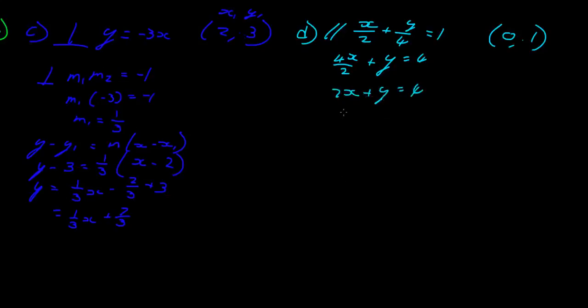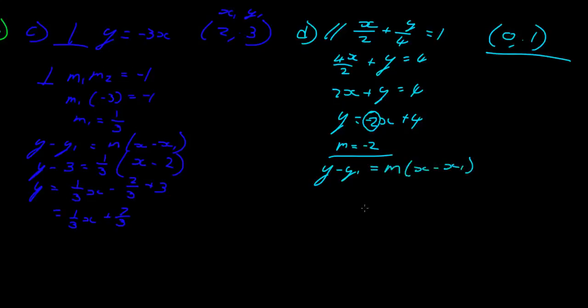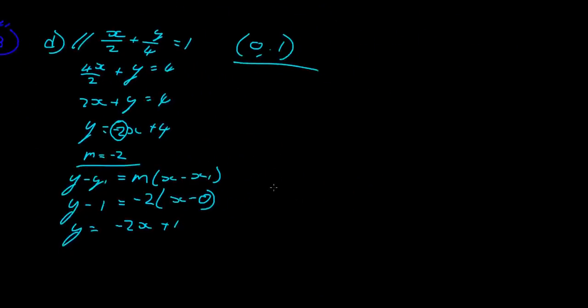Now we get y by itself, y equals minus 2x plus 4. Okay, and now we know that our line is parallel to this line, so our gradient is the same as that gradient, so m equals minus 2. And once again, we've got a gradient, we've got a point, so point gradient form, y minus y1 equals m into x minus x1. So y minus y1, which is y minus 1, equals m, which is minus 2, into x minus x1, which is x minus 0, and then we quickly simplify. Y equals minus 2x plus 1. Okay, there's the equation of line D, and we've got enough space for line E. Yay.